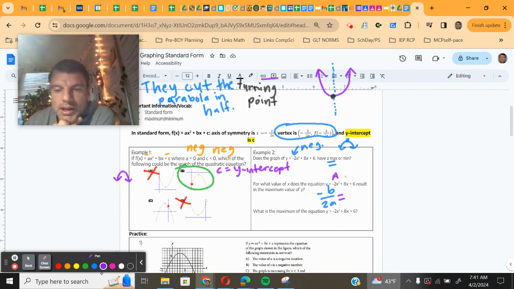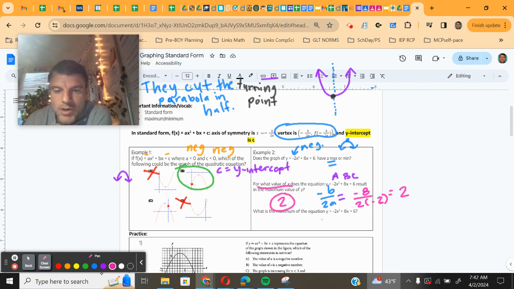So a, b, c. B is going to be 8, so I'm going to write negative, and then I'm going to write 8, because that's in the formula. 2 times what's a? Negative 2. So my x value is going to be negative 8 over 2 times negative 2, which is negative 8 over negative 4. So it's going to be positive 2. For what value of x does the equation result in the maximum? So the answer is going to be 2.